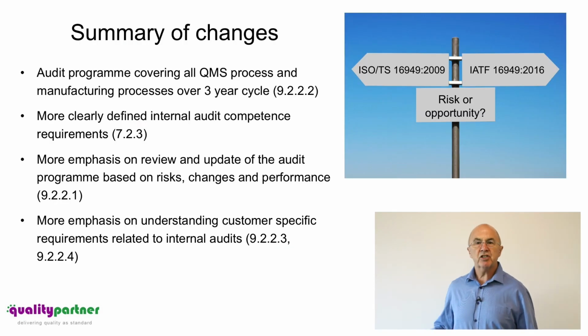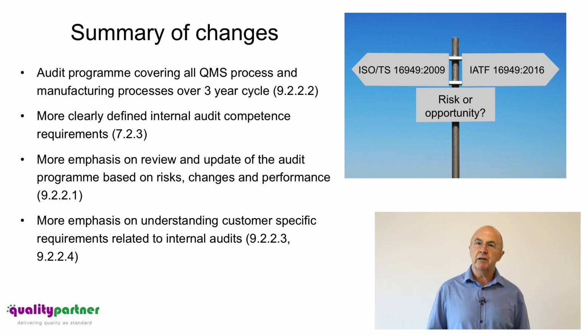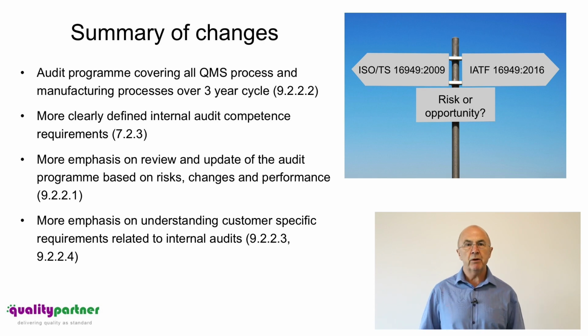So now let's take a look at the summary of the changes that affect the internal audit process. Firstly, we need an audit program covering all quality management system processes and manufacturing processes over a 3-year cycle. So obviously the frequency of audit is going to depend upon risk and the performance of the individual processes. But at minimum, we need to cover all of the quality management system processes and all of the manufacturing processes across all shifts over a 3-year cycle.